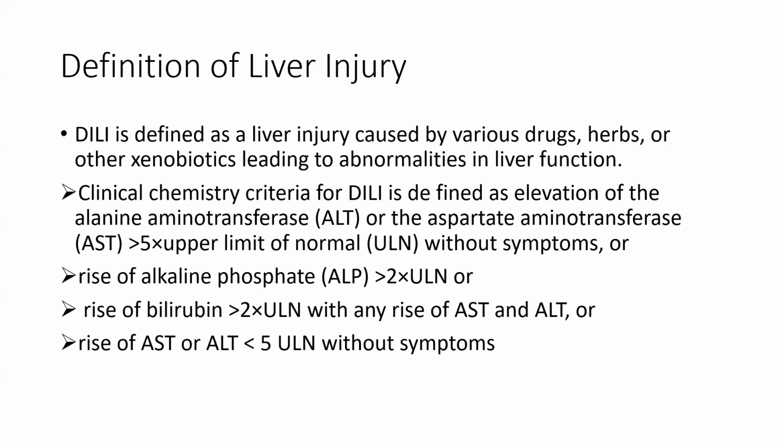Clinical chemistry criteria for DILI are defined as elevation of alanine aminotransferase or aspartate aminotransferase more than 5 times the upper limit of normal with symptoms, or a rise in alkaline phosphatase of more than 2 times the upper limit of normal, or a rise in bilirubin of more than 2 times the upper limit of normal with any rise of AST and ALT, and a rise of AST or ALT less than 5 times the upper limit of normal without symptoms.